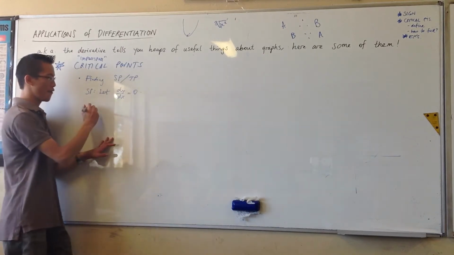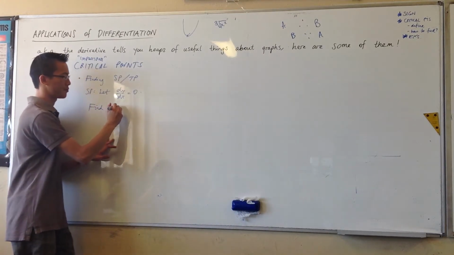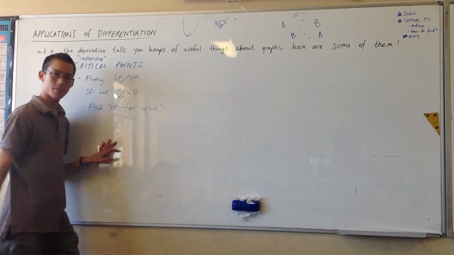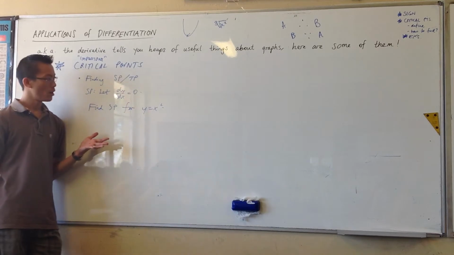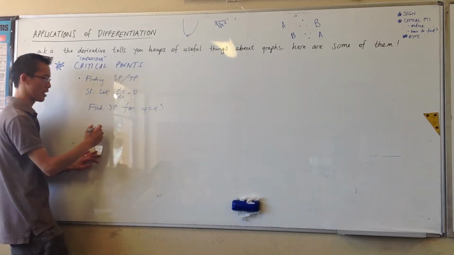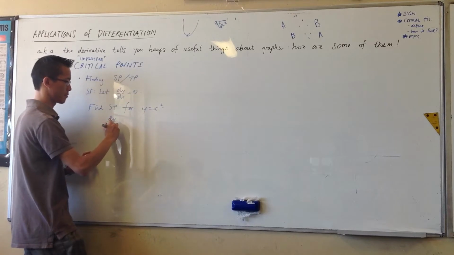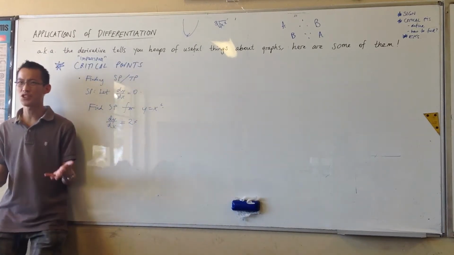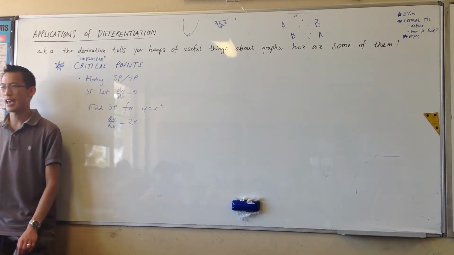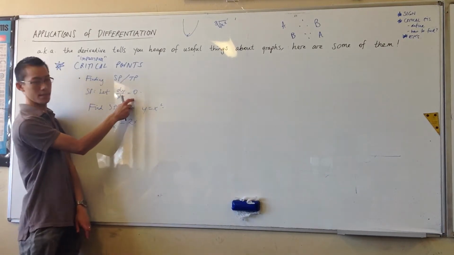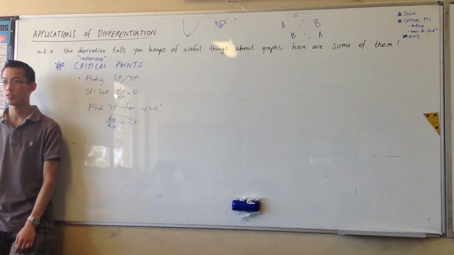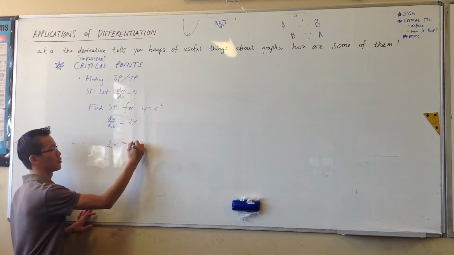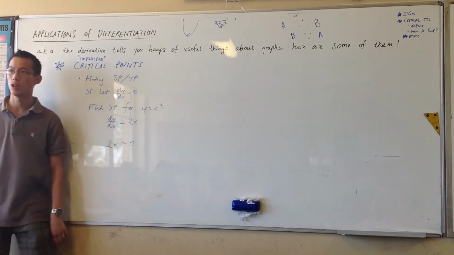A question would be, find all the stationary points for y equals x squared. The first thing you do is differentiate. Now, here's what I want you to avoid. In your head, you know the direction you're heading in: I want dy/dx to be equal to 0. So an instinctive next thing to write would be 2x is equal to 0, because that's what you're going to solve.